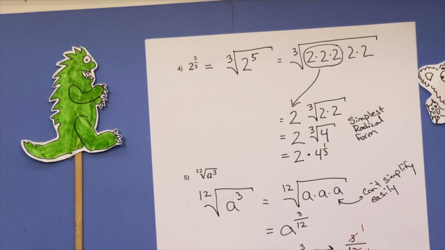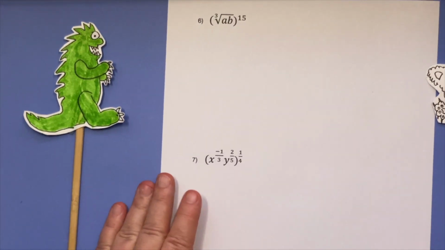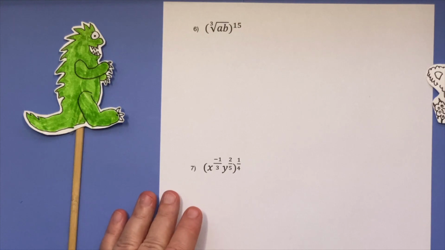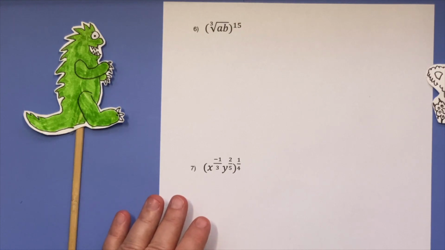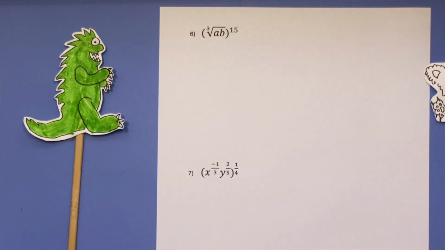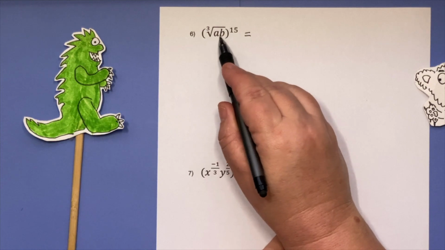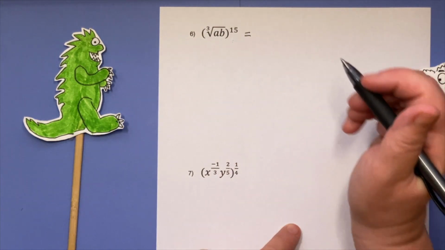Okay, you guys ready? Dun dun dun! We've got 2 more problems, and both of them are math. So what do we do in a case where we've got a lot of stuff going on? And the answer is, if you've got a lot of stuff going on, you just do your best. So for example, this is the cube root of AB, all raised to the 15th power.